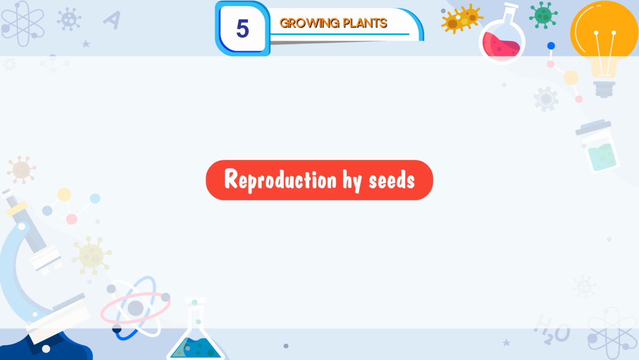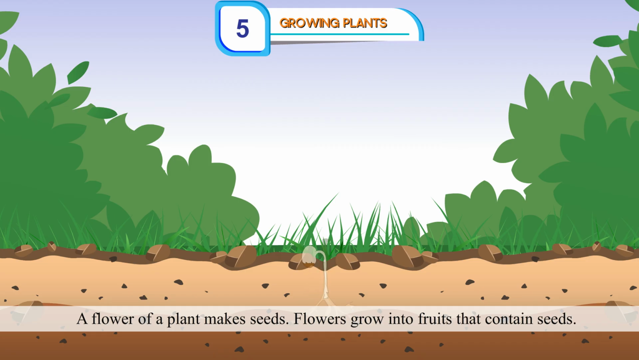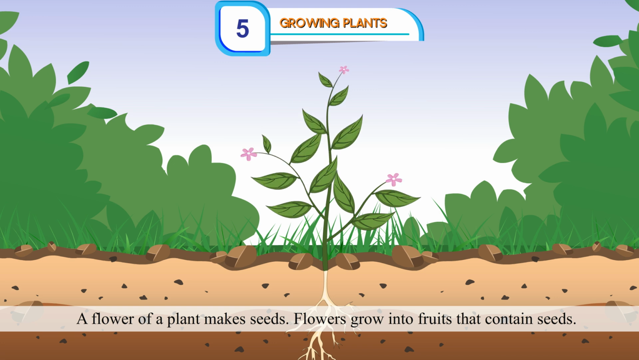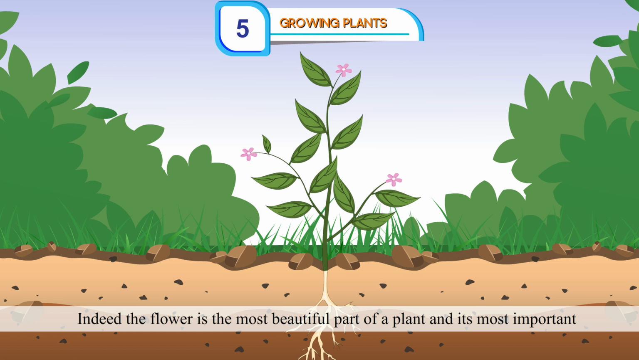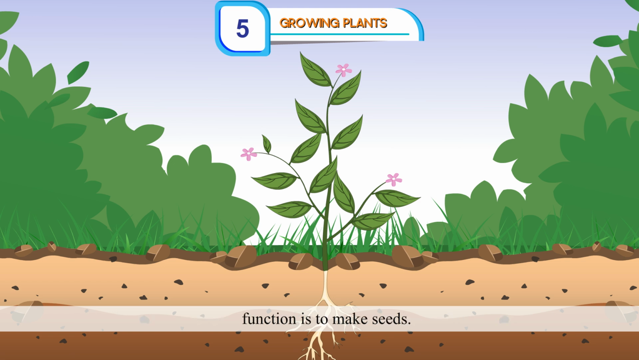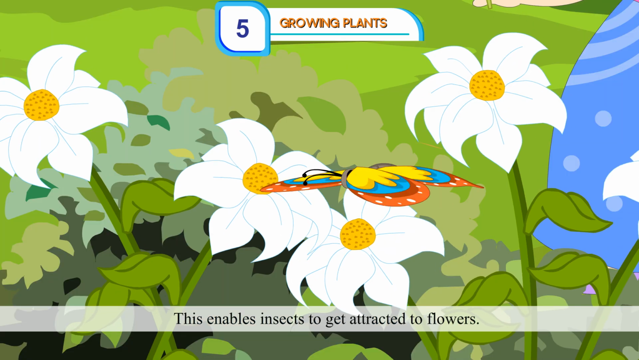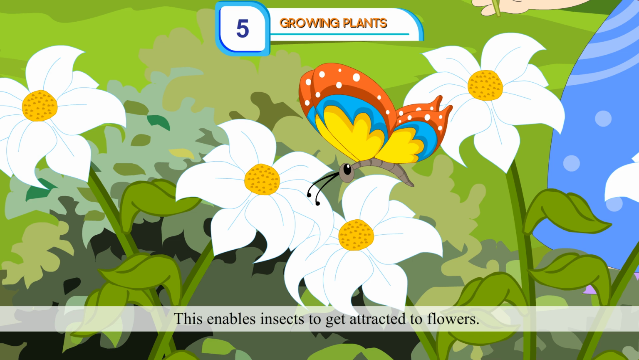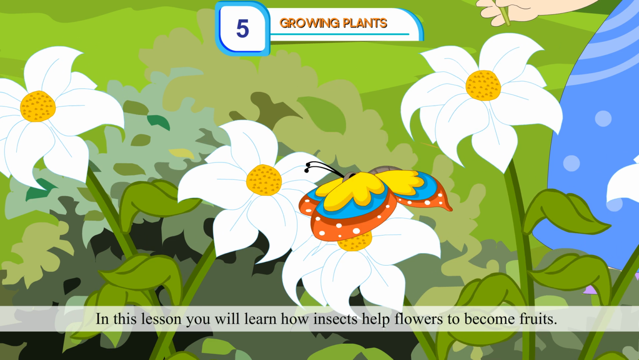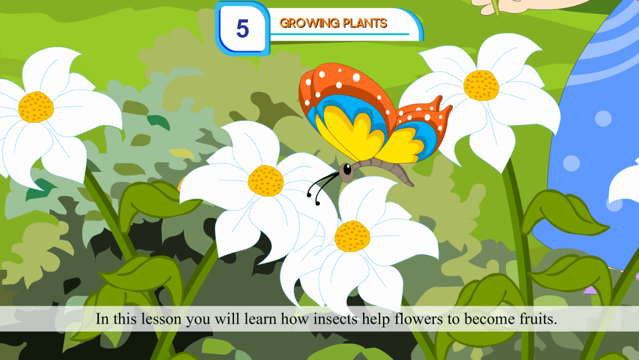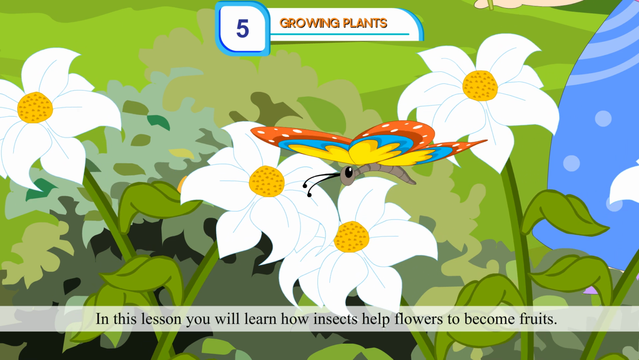Reproduction by seeds. A flower of a plant makes seeds. Flowers grow into fruits that contain seeds. Indeed, the flower is the most beautiful part of a plant, and its most important function is to make seeds. Some flowers are colored, and some have a pleasant smell. This enables insects to get attracted to flowers. In this lesson, you will learn how insects help flowers to become fruits.